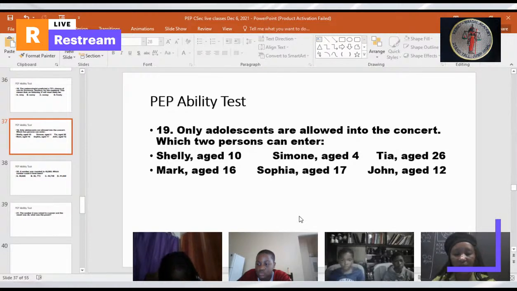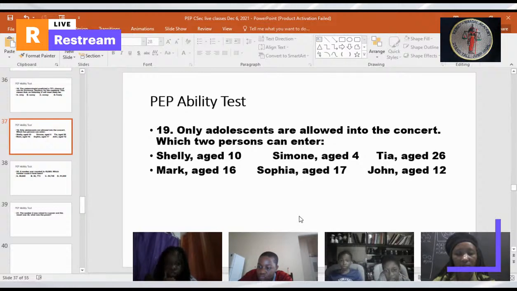John, can you read number 19, please? Okay, Miss. Number 19. Only adolescents are allowed into the country. A little slower, please. Adolescents. Okay. Number 19. Only adolescents are allowed into the country, which two persons can enter.